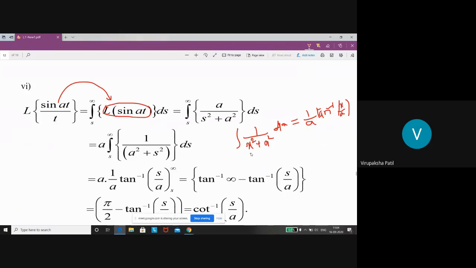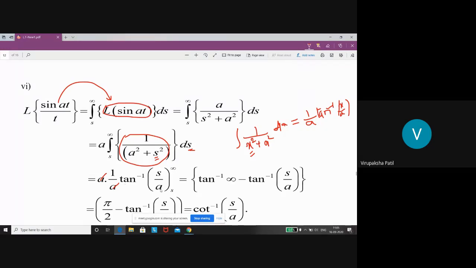Now, in place of x here, you have s and integration is with respect to s. So this a you keep as it is. Integration of this quantity becomes 1 by a into tan inverse s divided by a. Compare this, x is equal to s here. Okay. Now, the limits are s to infinity. Now, this a cancels. You will have only this. So I will put the limits here. Infinity, s is equal to infinity.